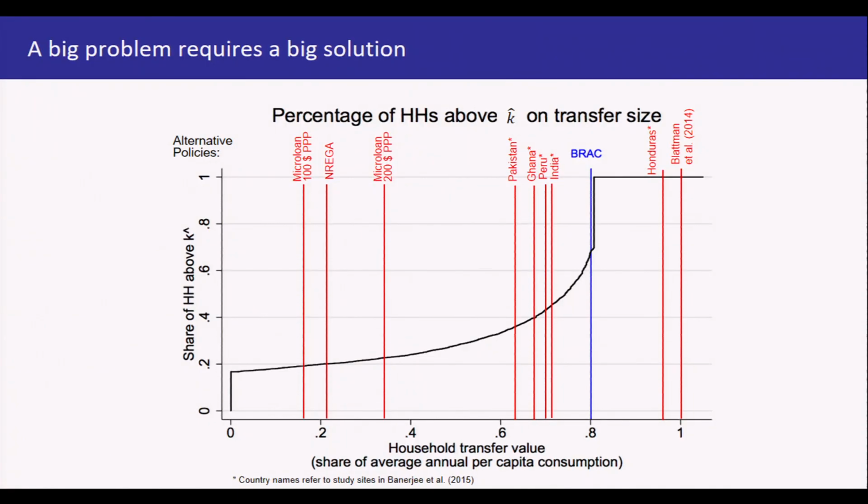Now, how does that compare with other transfers? These are some popular programs. The microloans in Bangladesh by BRAC come in variety. Most of them are $100 in PPP, and some are $200. You see that by itself will only be effective for about 20% of the households, because there's only 20% of the households which are so close to that threshold that $100 would push them past.